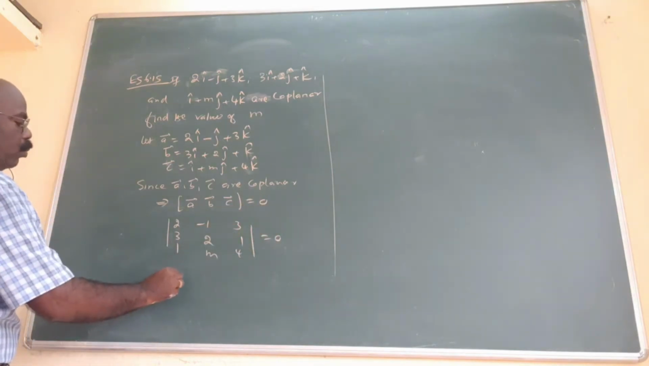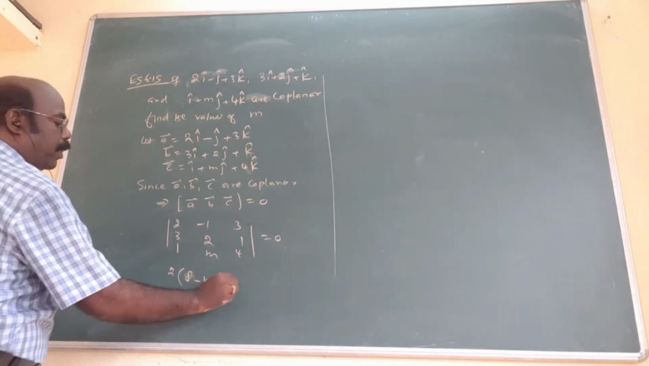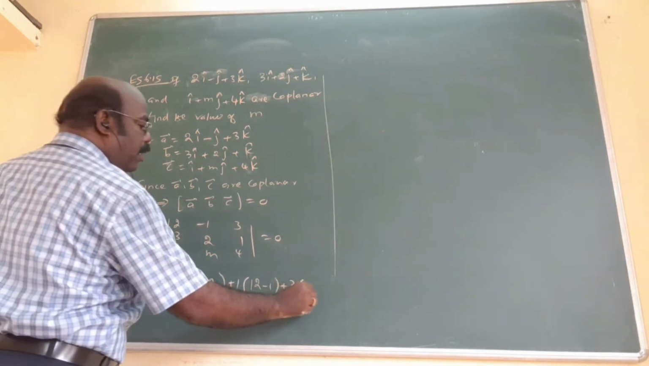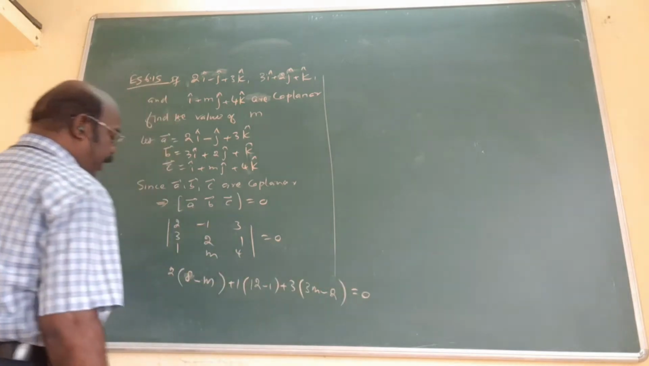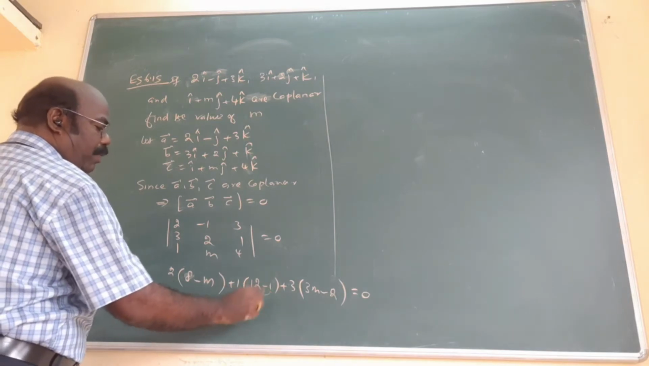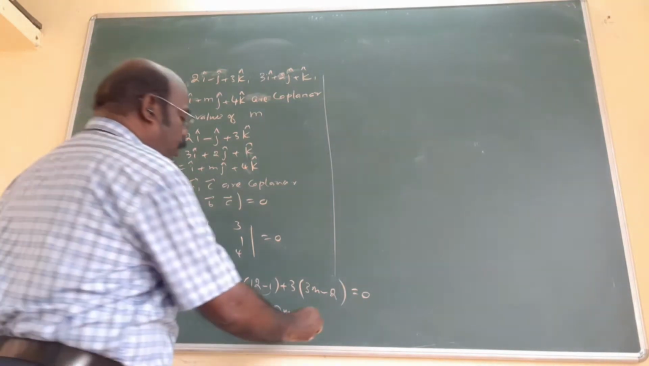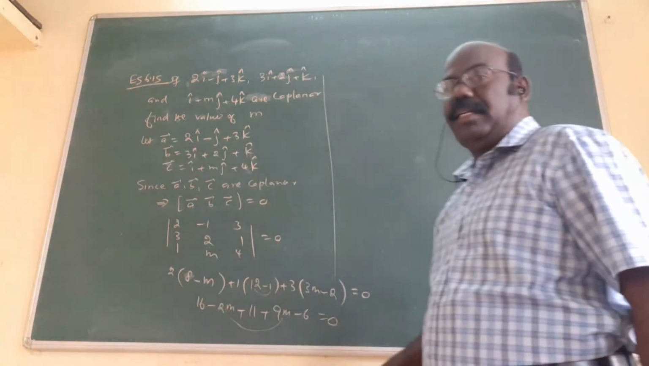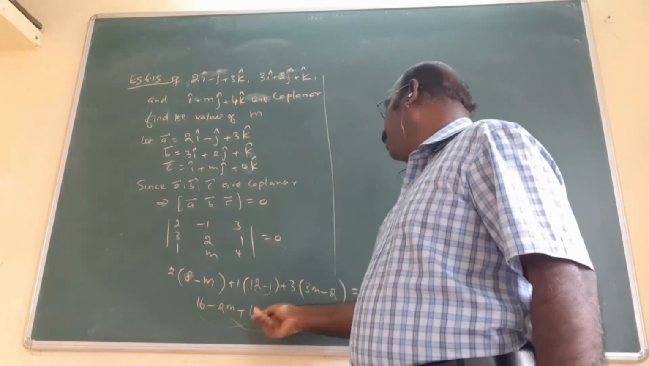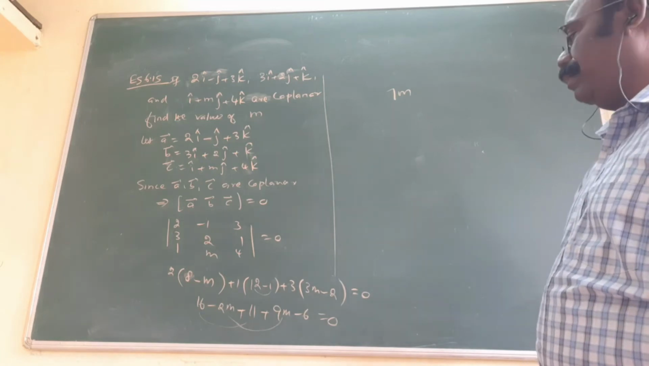Now expand 2 into 8 minus m. Next plus 1 into 12 minus 1. 3 into 3m minus 2 equal to 0. Am I right? Multiply 16 minus 2m. Separate both 11. 1 11 are 11. 9m minus 6. Now what is both? Equal to 0. 9m minus 2m is what? 7m. Number is what? 16 plus 11, 27. Am I right? 27.